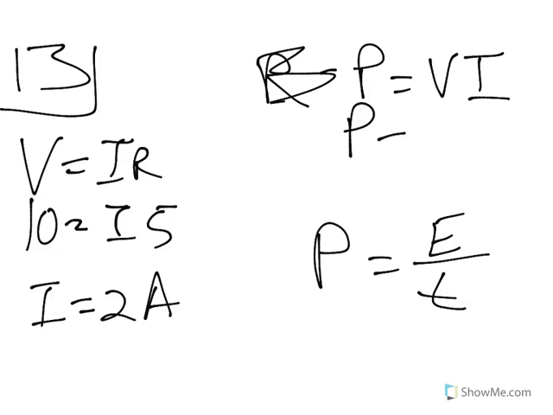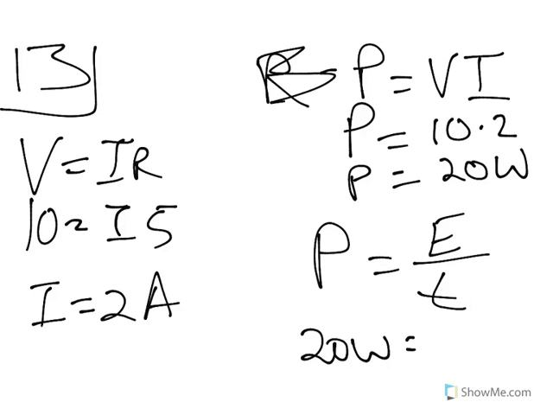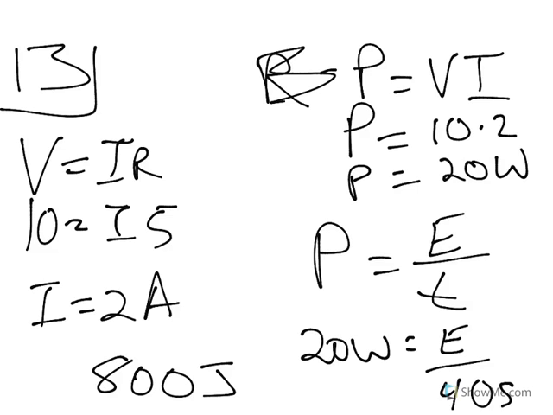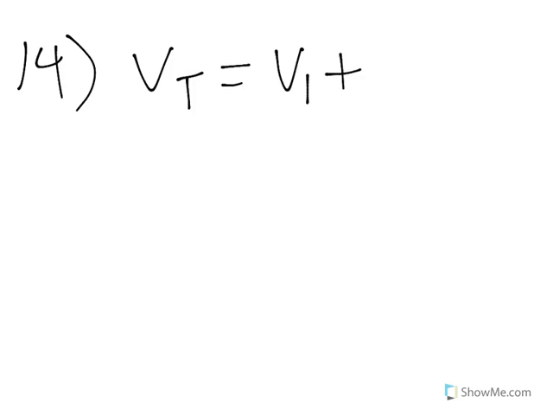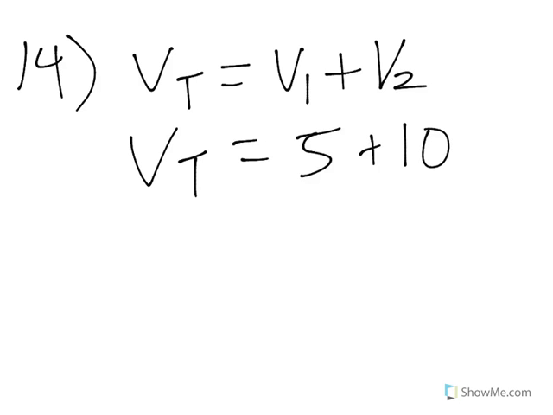So now we can find the power. The power is equal to 10 times 2, which is 20 watts. And then we can say 20 watts is equal to the energy divided by 40 seconds, and that gives us an energy of 800 joules. All right, number 14. Voltage total equals voltage 1 plus voltage 2 if they're in series. So voltage total is equal to 5 plus 10, which is equal to 15. Okay, 15 volts, which would be C.